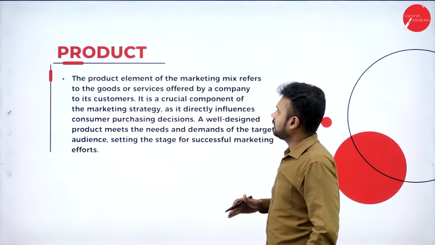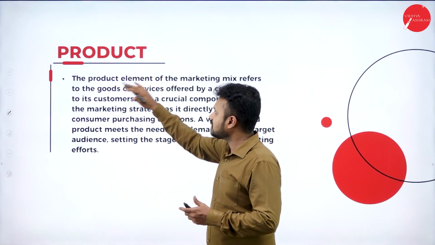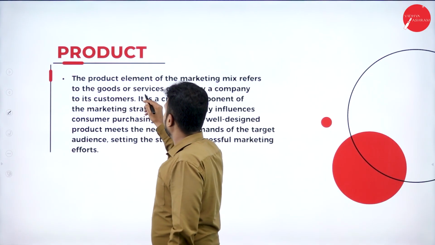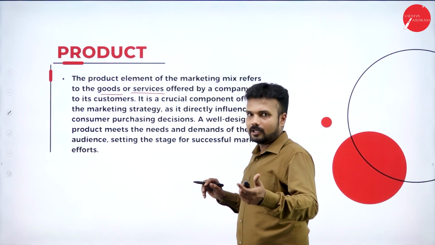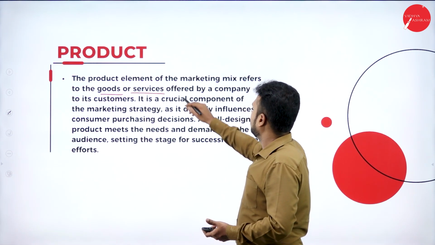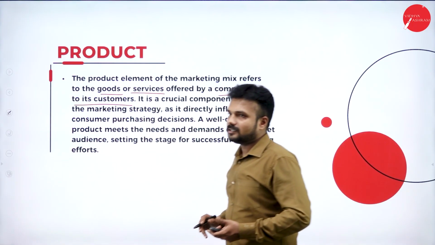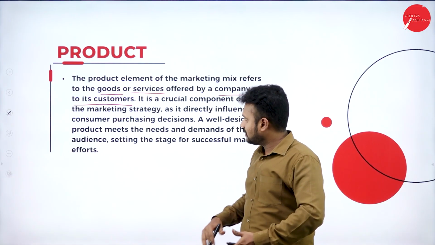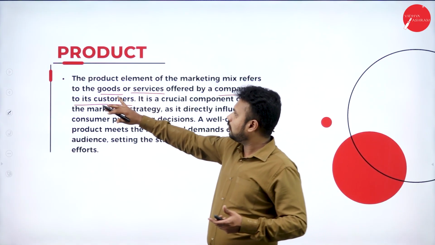Moving forward, product, price, place and promotion. Here the first concept is product. The product, an element of the marketing mix, refers to goods or services. As I said, a product may be a good or a service. Goods means merchandise, or it may be a service offered by a company to its customers. Who is going to offer the product? Company to its customer, meaning entrepreneur to its customer. There is no company which is running without any product, either a good or a service.